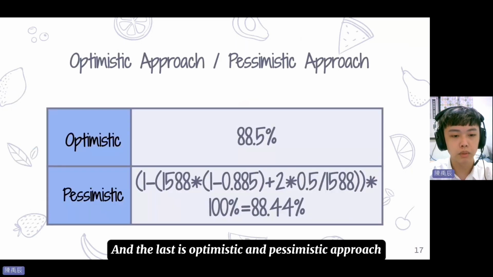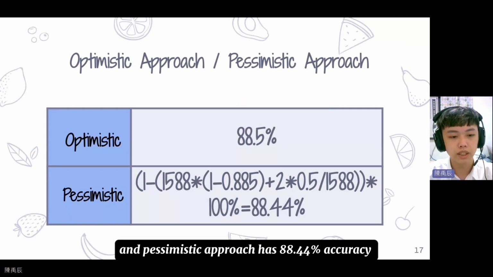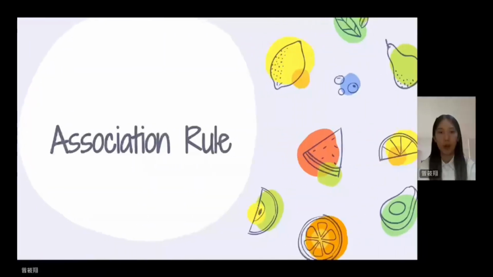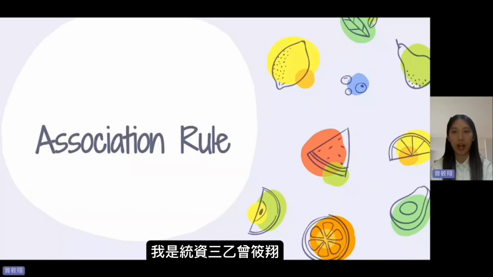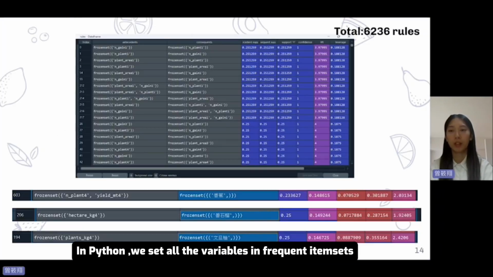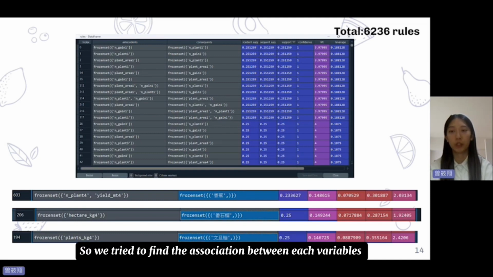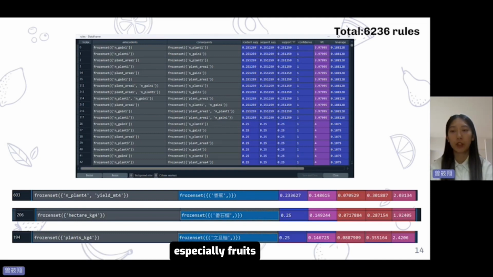And the last is the optimistic and pessimistic approach. The optimistic approach has 88.5% accuracy, and the pessimistic approach has 88.44% accuracy. I'm going to talk about the association rule. In Python, we set all the variables in the frequent itemset. Our data is not like a shopping list, so we try to find the association between each variable, especially fruit.